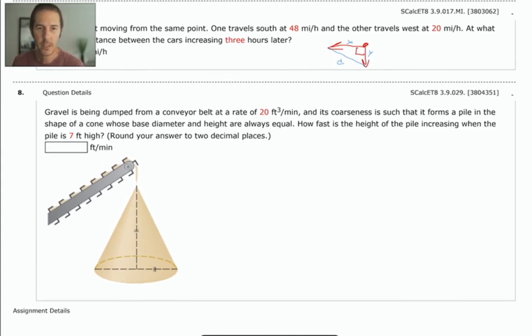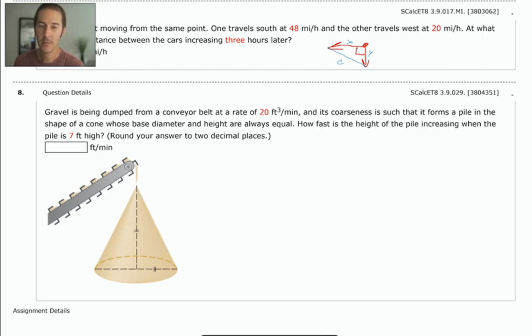And number 8, gravel's being dumped from a conveyor belt at a rate of this many cubic feet per minute. And its coarseness, there must be a technical word for that, is such that it forms a pile in the shape of a cone whose base diameter and height are always equal. So diameter of the base of the cone and the height of the cone are the same. How fast is the height of the pile increasing when the pile is 7 feet high?